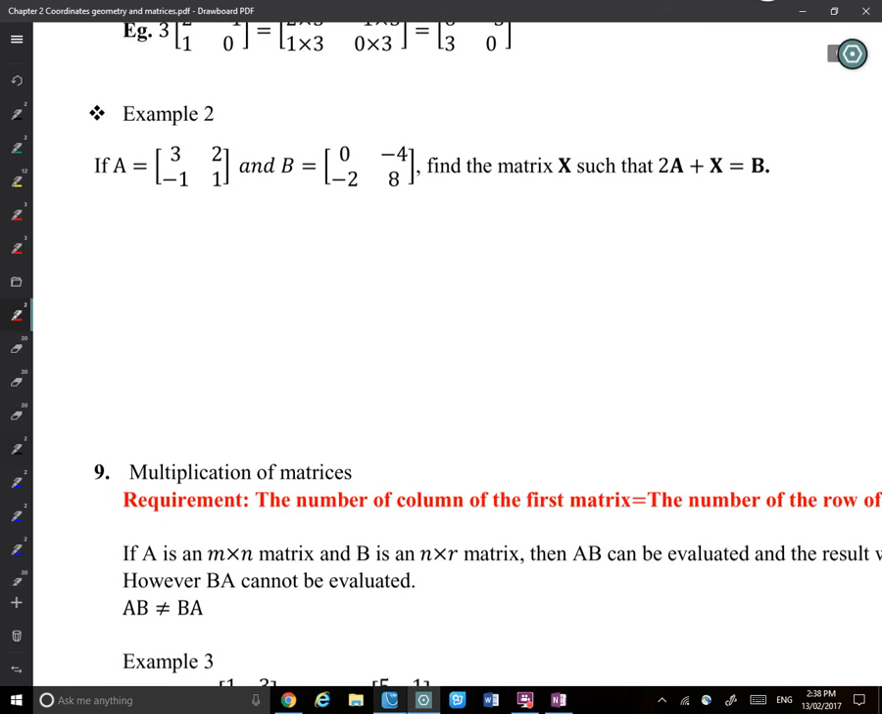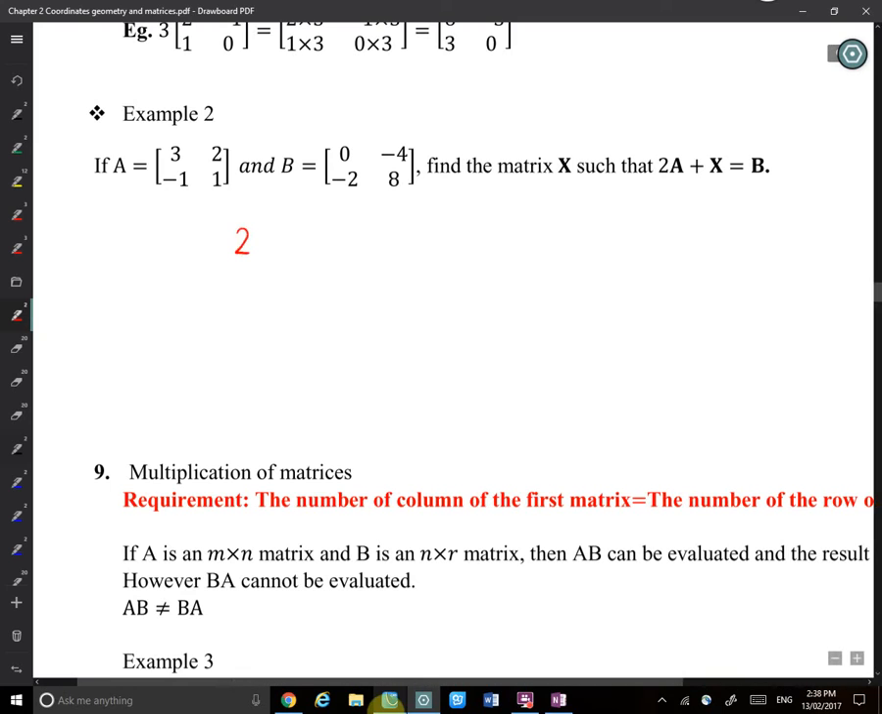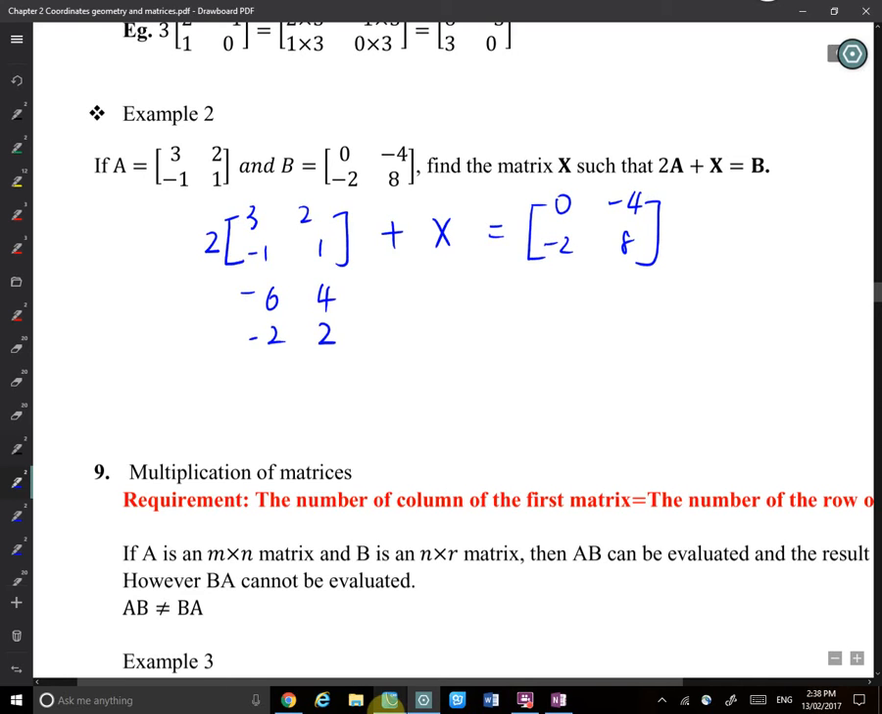Now let's do one example. I will just show one example. Find the matrix X such that 2A plus X equals B. So what is 2A? 2A is 2 times the matrix 3, 2, -1, 1, plus X equals 0, -4, -2, 8. So that gives you 6, 4, -2, 2 plus X equals 0, -4, -2, 8.